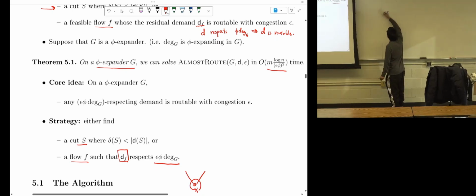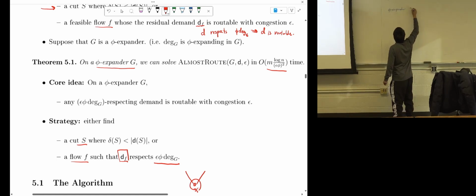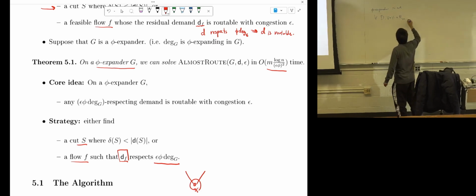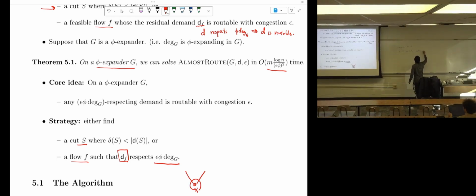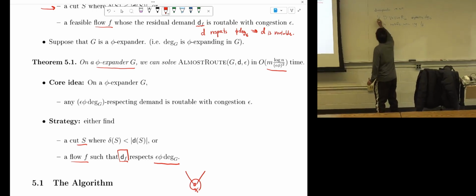So we said that okay, phi expander is such that for any demand which is vertex pair, and that respects degree, respecting degree is routable with congestion 1/5.